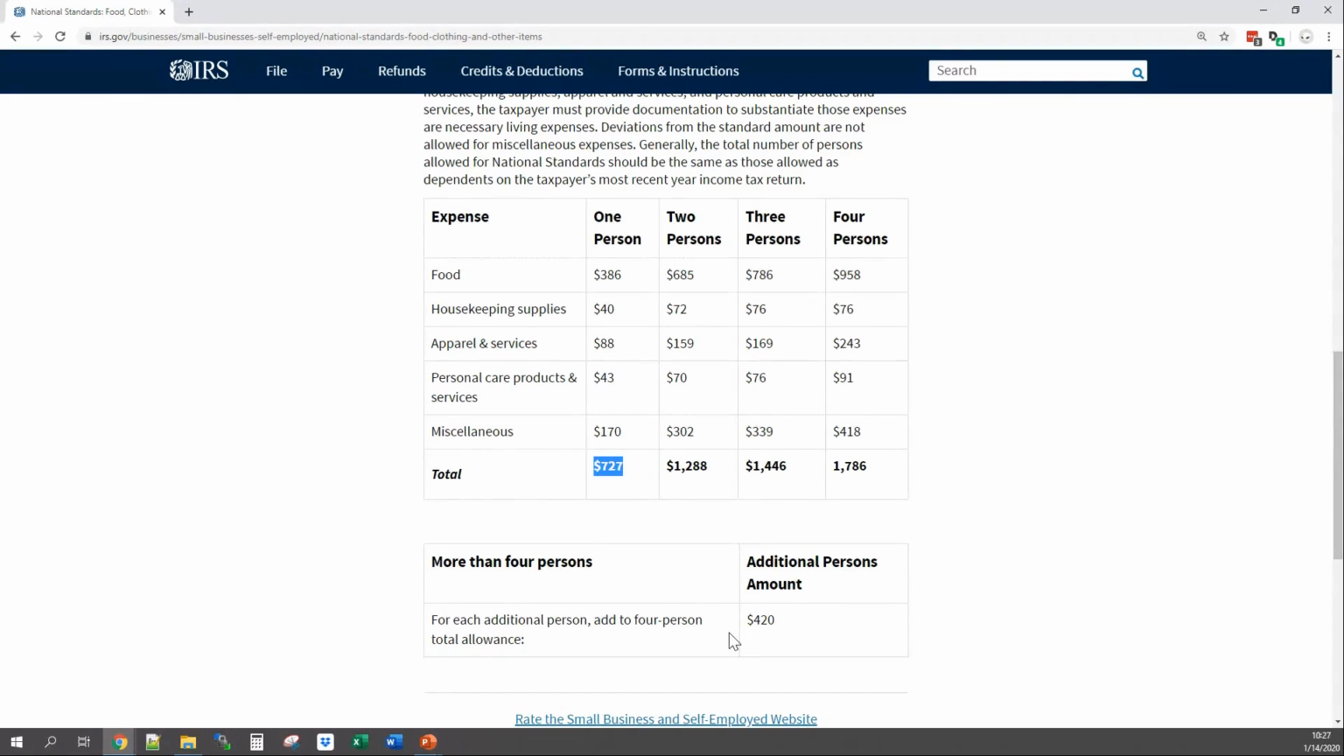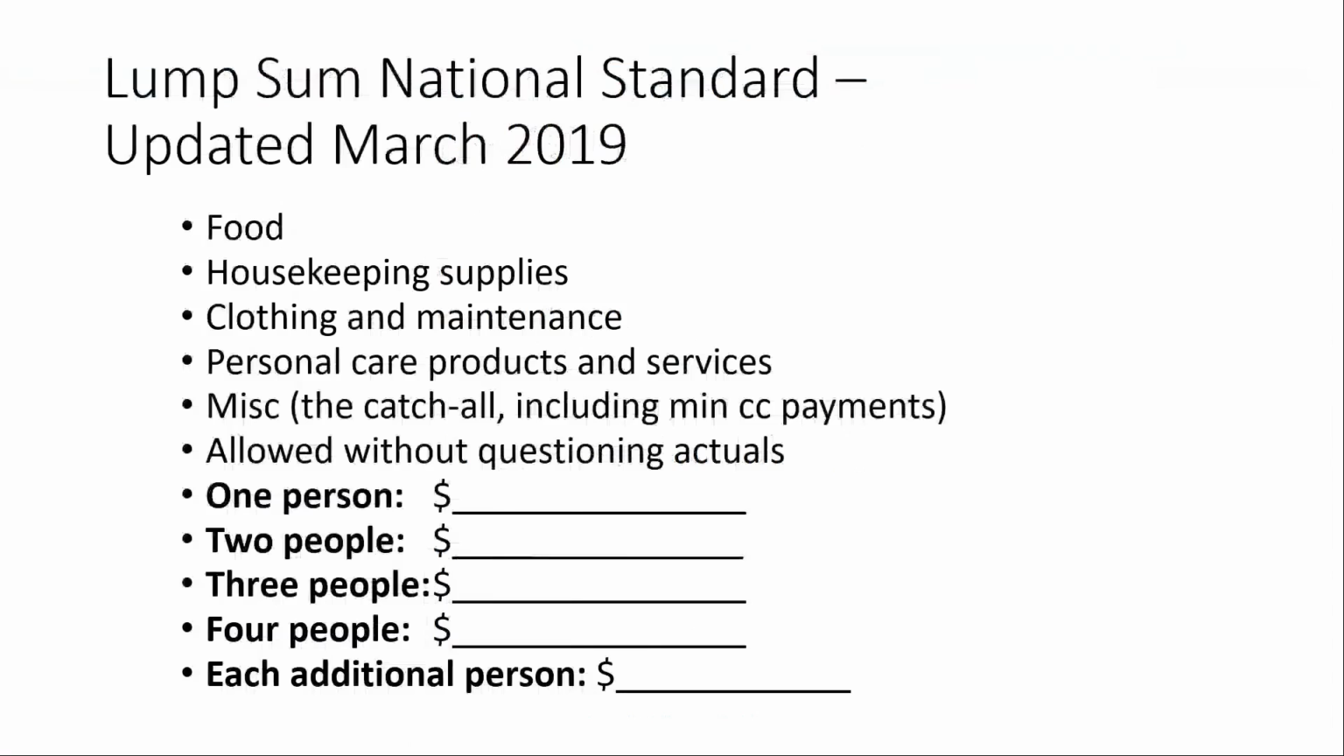So again, this is going to vary based on your client's lifestyle and geographical location. But these are nationwide numbers. These do not change based on locality. Okay, so that is the lump sum national standard for food, clothing, and miscellaneous items. We will come back to talk more about that as we continue on here today.